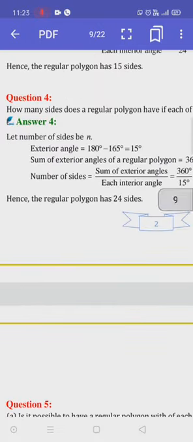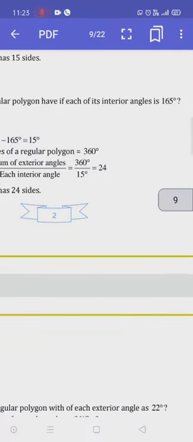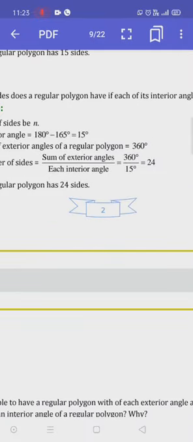Here it is given, let the number of sides be n, because we don't know. Now you know very well, the sum of one exterior and one interior angle is equal to 180 degrees. Here the interior angle is given, so from 180 we subtract the interior angle and we get the exterior angle. The exterior angle you get is 15 degrees.